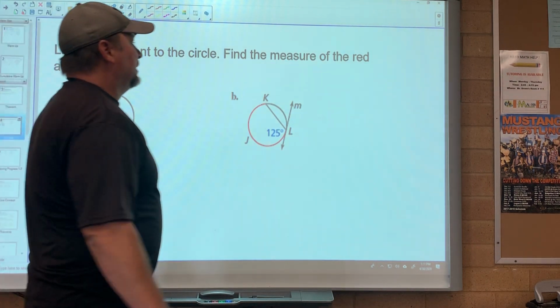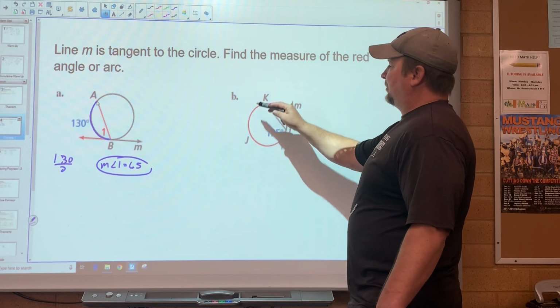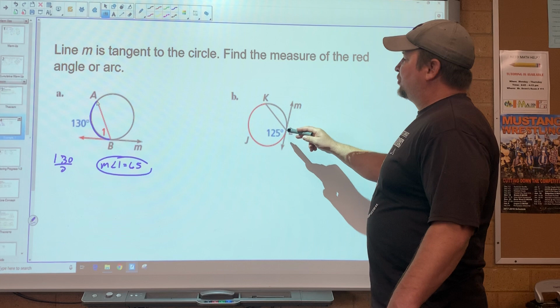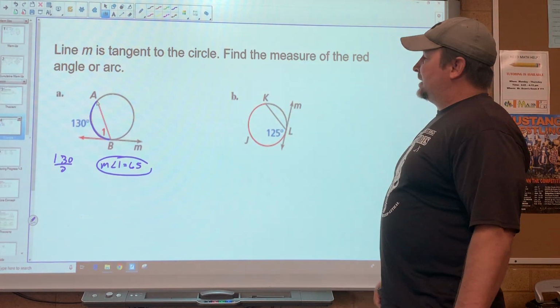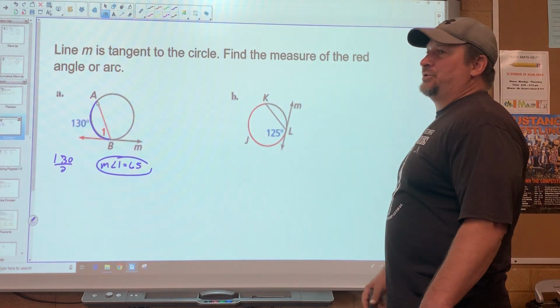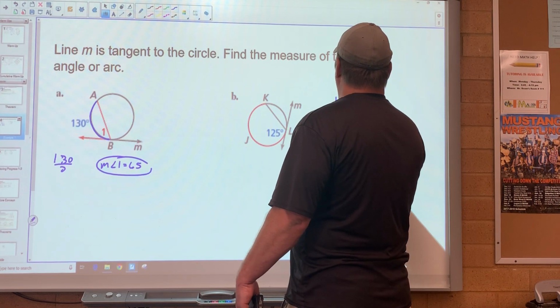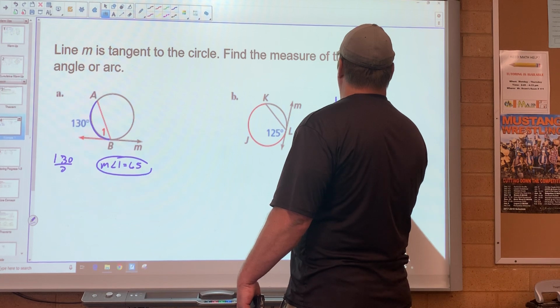Over here, we want to find the arc of KJL, so this entire arc here. Well, we know that the angle is 125, so it should be double the amount, because they gave us the angle, so we're going to times it by 2 to get the arc. So 125 times 2 will give us 250.